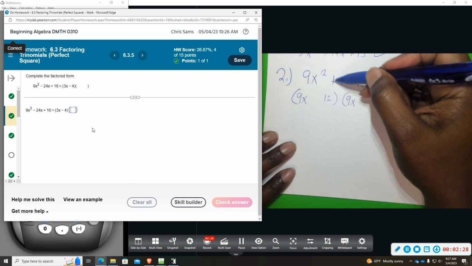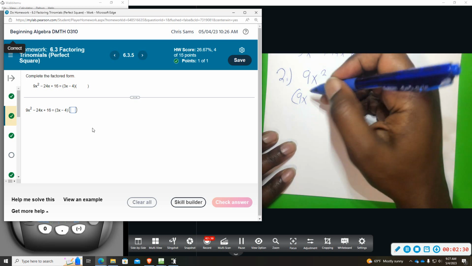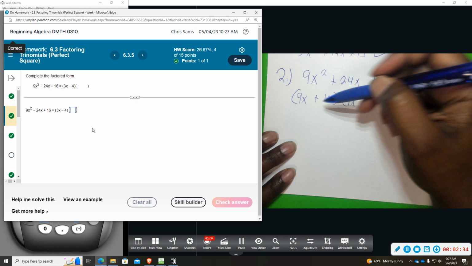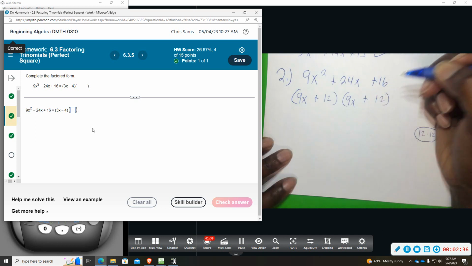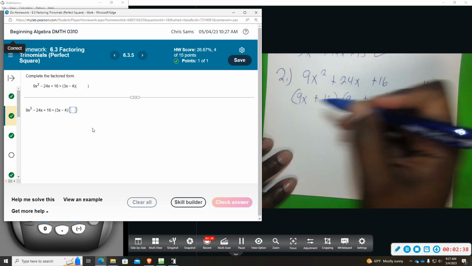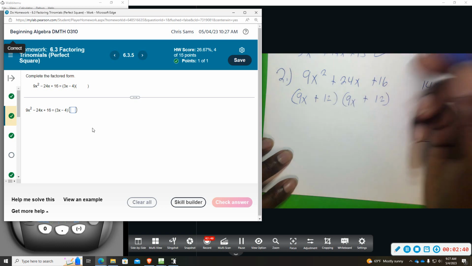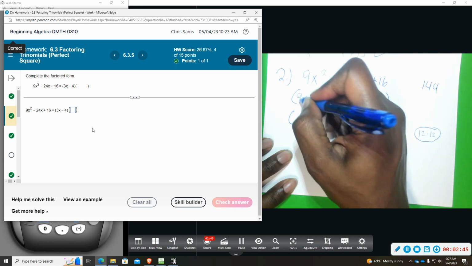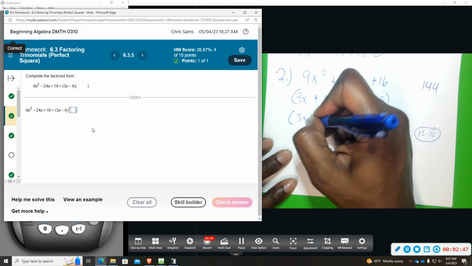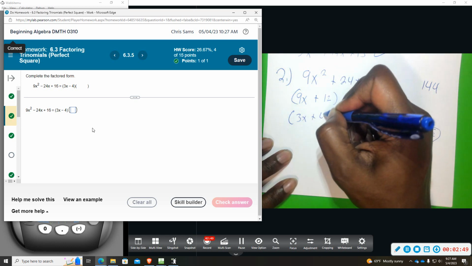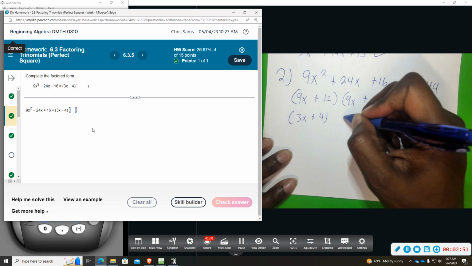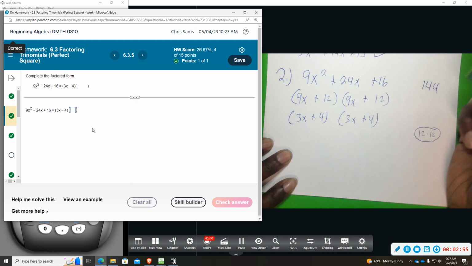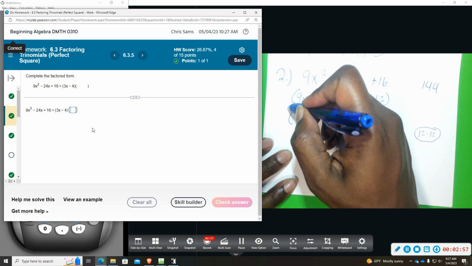Left to right, first sign, bigger number. They're both the same, so just give one of them a plus. The second sign is positive, so both the same. And then we just got to reduce. So 9 and 12, both divisible by 3. So divide by 3 gives us 3x. Divide by 3 gives us 4. And it'll be the same over here. Okay. And then at that point, we are done.